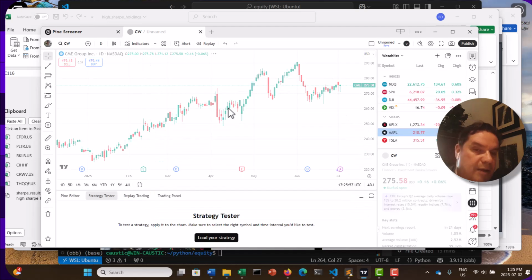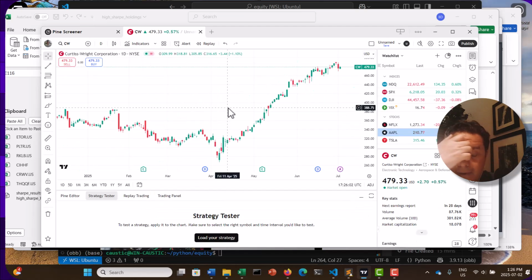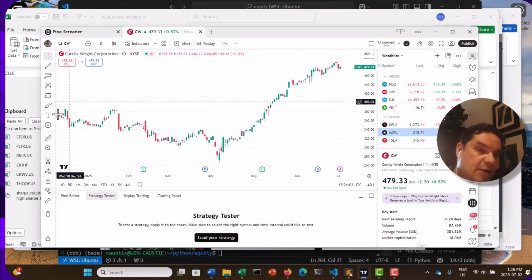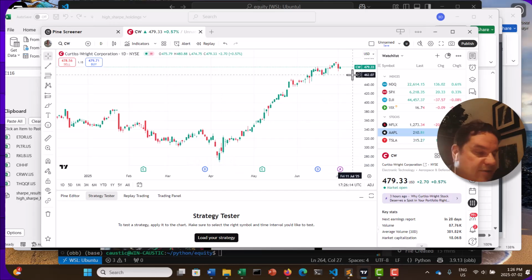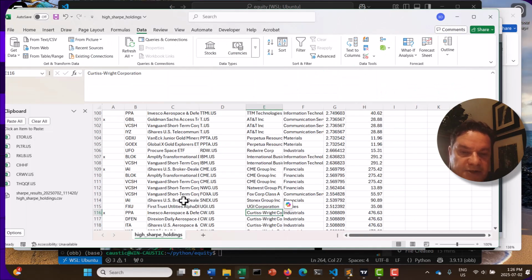So you're getting a good blend of conservative stocks holding their own and doing well. You can see here, this stock at around 320 is virtually not drawn down at all, just a little bit. It's taken off from 260 to 479. Interesting company to know about.